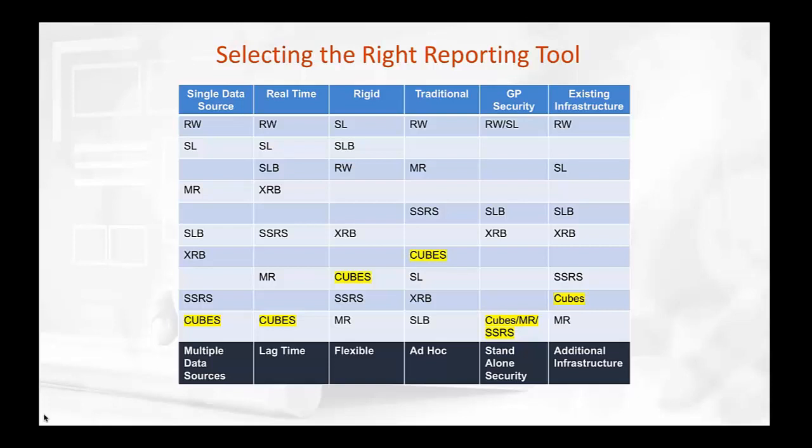So, if we think about Report Writer or Smart List, they're a single data source. They only work on GP. If we think about cubes, we can combine multiple data sources. When we look at whether they're real time or there's a bit of a lag, that's a slight drawback with the cubes. There is a bit of lag time.